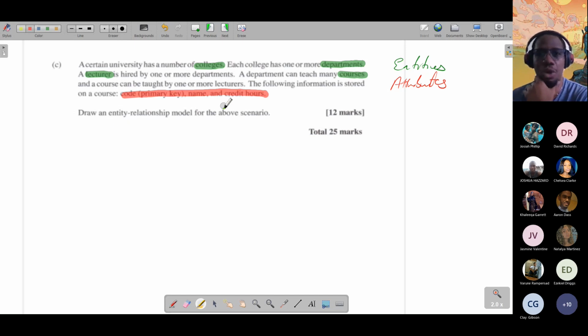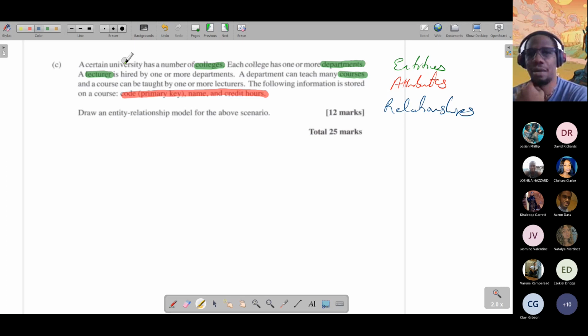Okay, good. So once we've identified our entities and our attributes, we can identify some relationships. So let's see if we can identify some relationships here. Where do relationships occur? They told us about some relationships inside of here. They said a certain university has a number of colleges. University, not an attribute, not an entity.